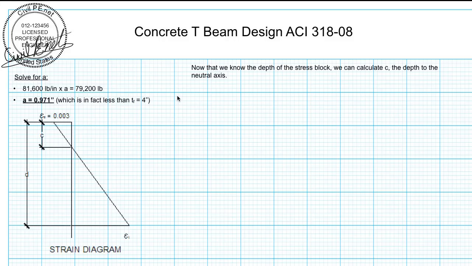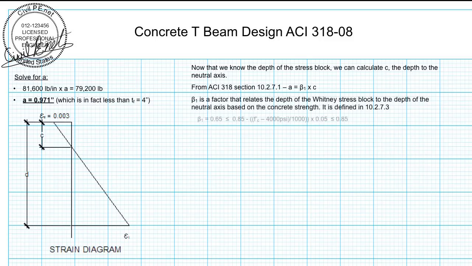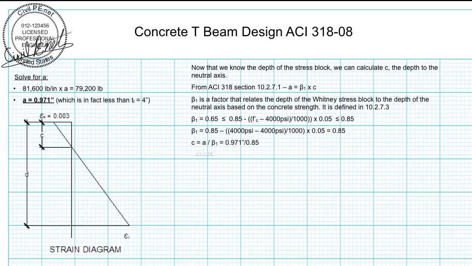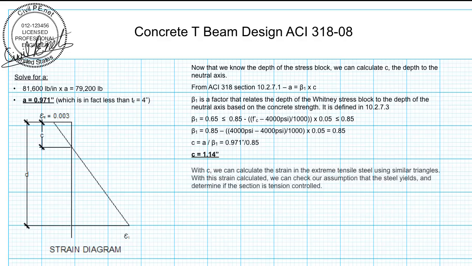So now that we know the depth of that stress block, we can calculate C using that equation A equals beta 1 times C. And once again, beta 1 is that factor that relates A to C based on the concrete strength. So for a 4,000 psi concrete, we calculate out beta and get 0.85. Using that beta, we plug it into the equation and we get a C equal to 1.14 inches.